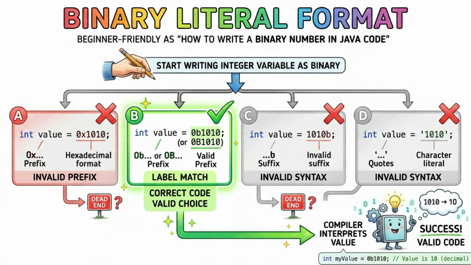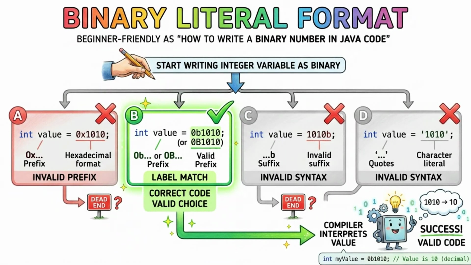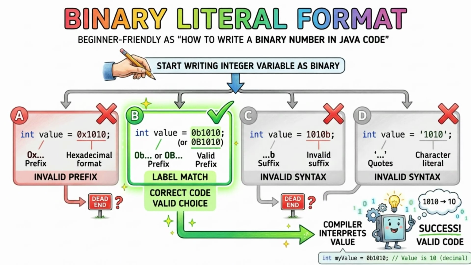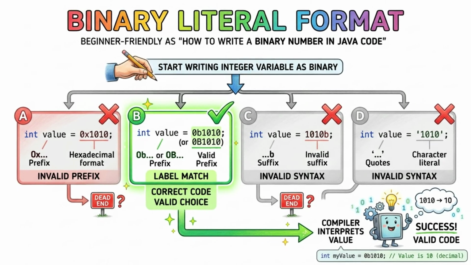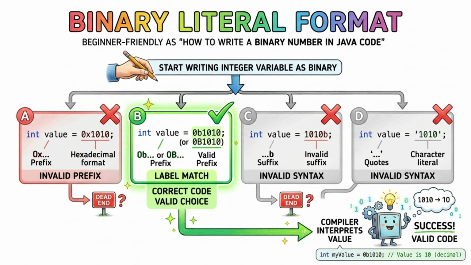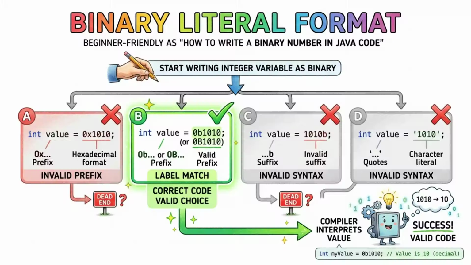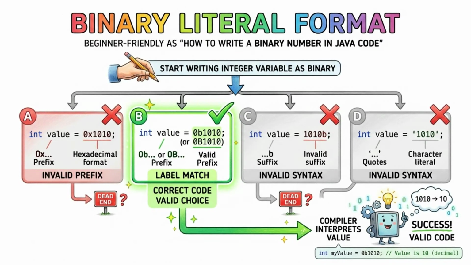When interfacing with lower-level hardware, you might need to define integers using different numeral systems. Java makes this easy with specific prefixes. To write a binary literal, you start the number with 0b. If you need a hexadecimal value, you prefix it with 0x. Recognizing these specific prefixes is essential for reading code quickly on the exam.